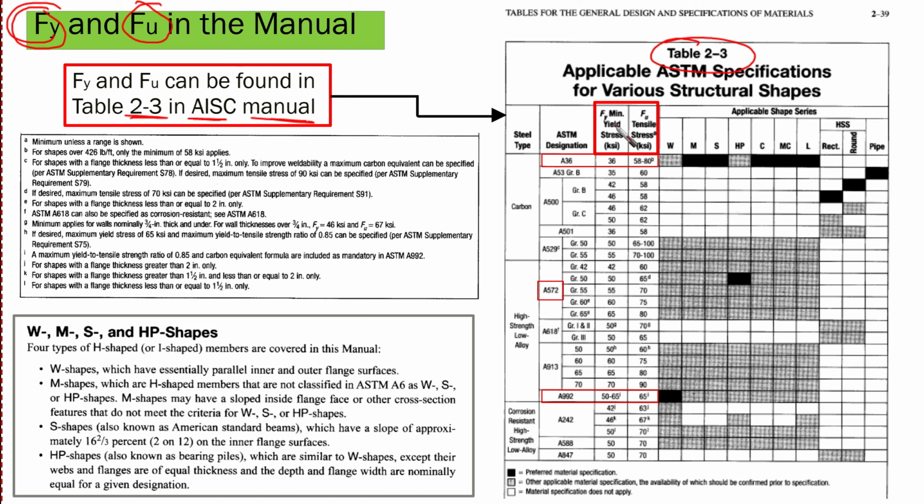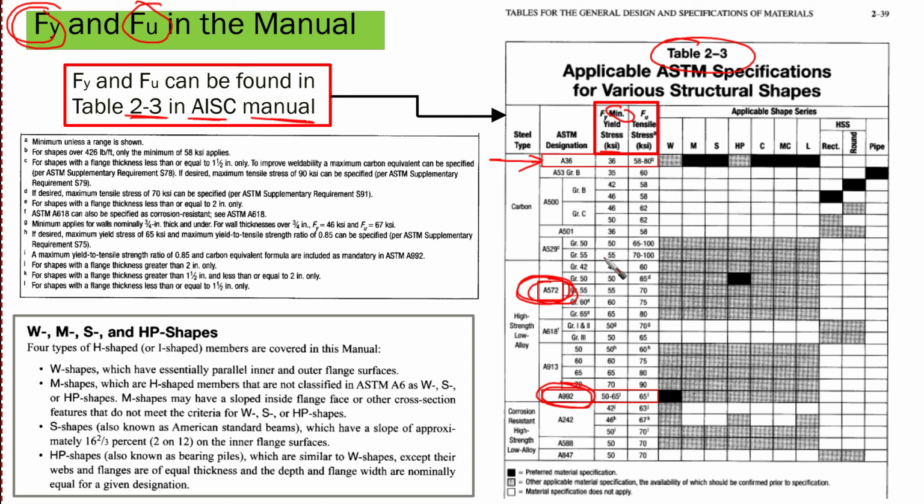We're going to find two columns here: F yield, the minimum yield stress in ksi, and F ultimate, the tensile stress, also in ksi. Commonly we are going to use ASTM designation A36, which is carbon steel. Also commonly A572, which is high strength low alloy, and A992, which is also high strength low alloy, with these different F yield and F ultimate characteristics.